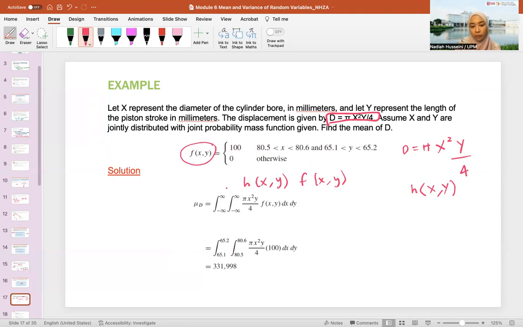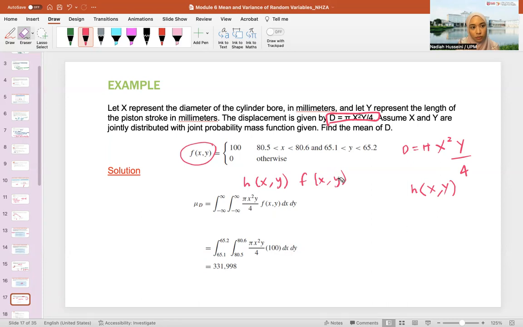Only if your boundaries cater to this, so you have to change the boundaries. For your x, you have to go between 80.5 and 80.6, and for your y, you have to go from 65.1 to 65.2. So the rest is just normal integration.